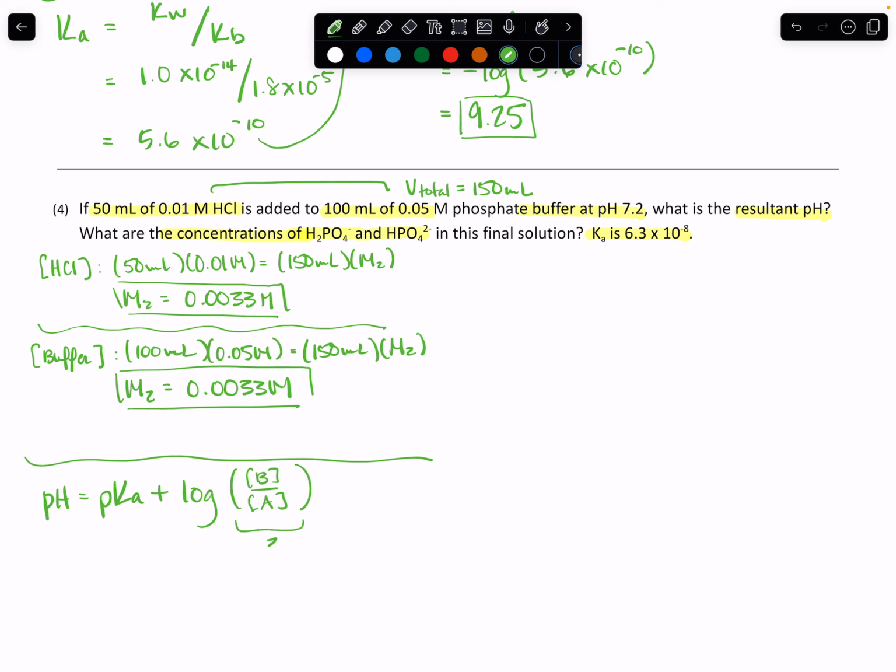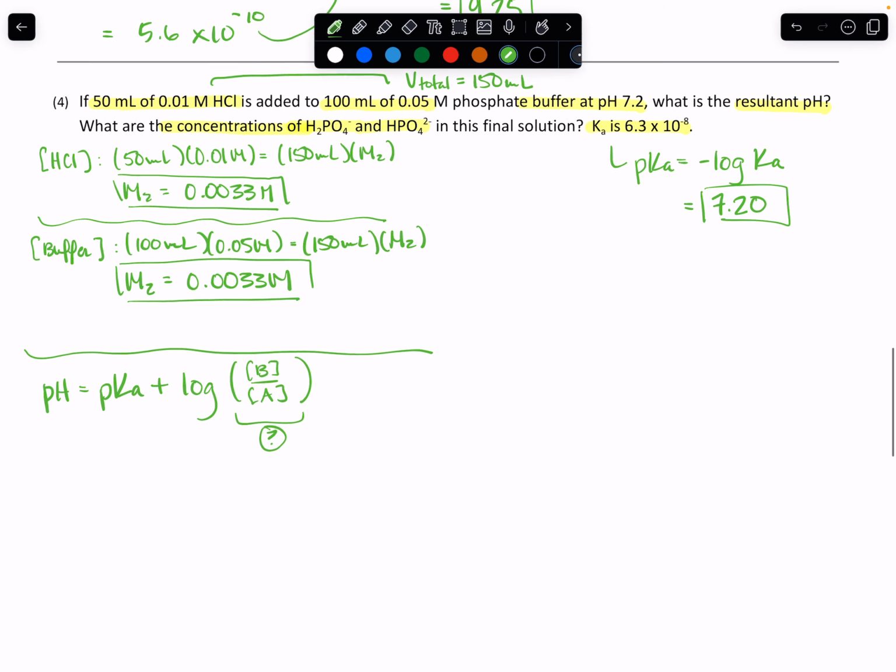All right, and this is going to be my unknown, which means I need the pKa. I have the Ka, so the pKa is the negative log of that value. So we plug that in and we get a pKa of 7.20.